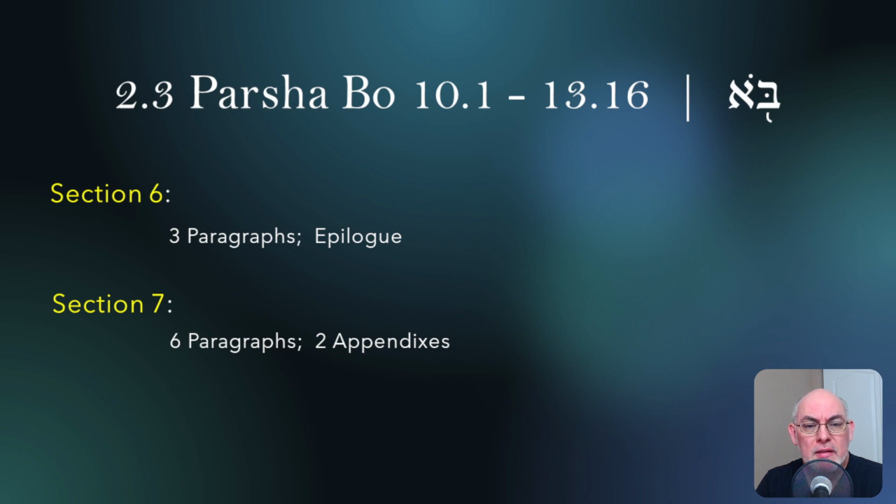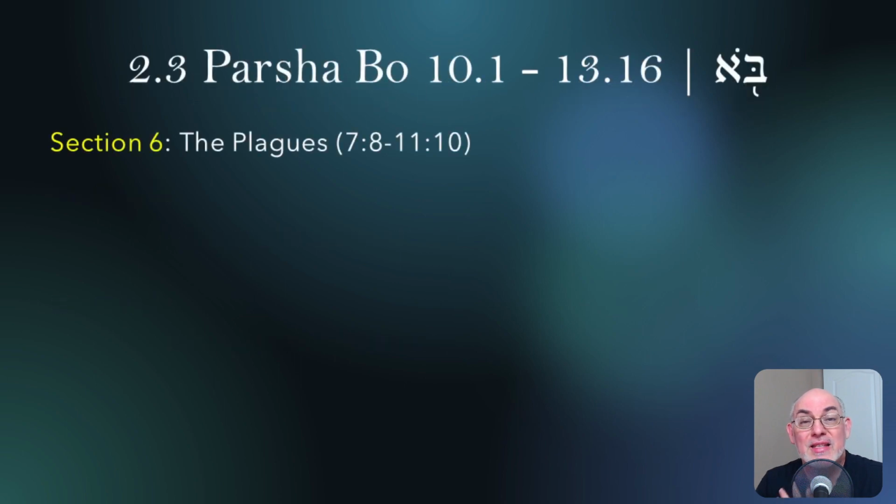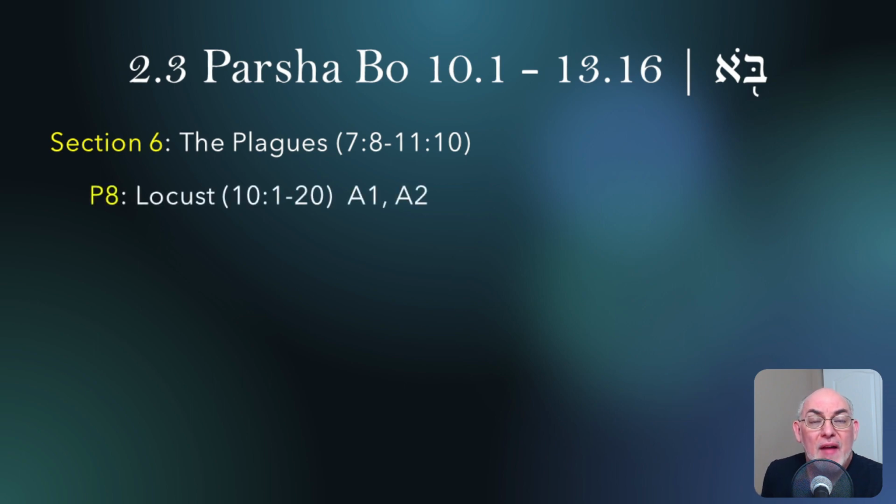So let's go ahead and look at the next section, section 6. That section would be the plagues. It's continuing from last week's Parsha. We have 3 plagues left, and this section covers chapter 7, verse 8 through chapter 11, verse 10. The very first paragraph, paragraph 8, covers the locust. The locust starts at chapter 10, verse 1 through verse 20.